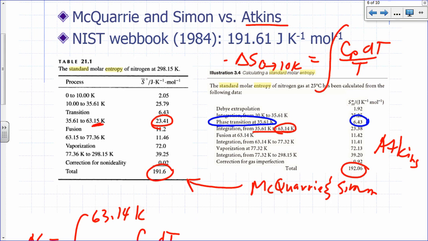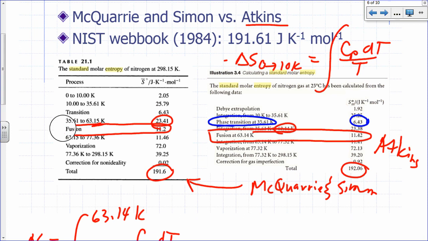Why did it stop at 63.15 or 63.14? What happens at that temperature now? Melting occurs. So this is delta S of fusion, the entropy change for melting at 63.14 or 63.15, depending on whose table you're looking at. Okay, so that's the delta S of fusion.